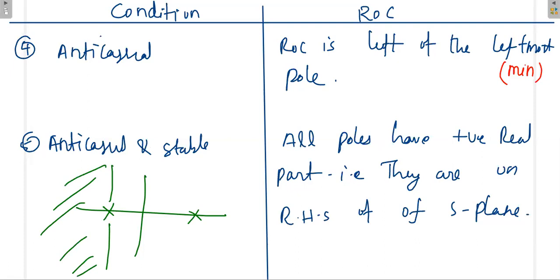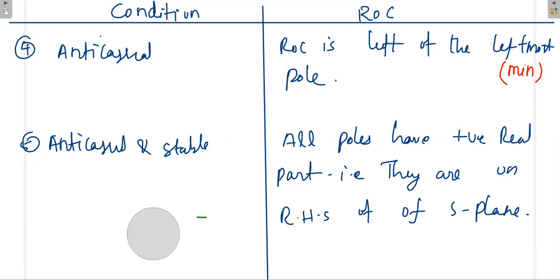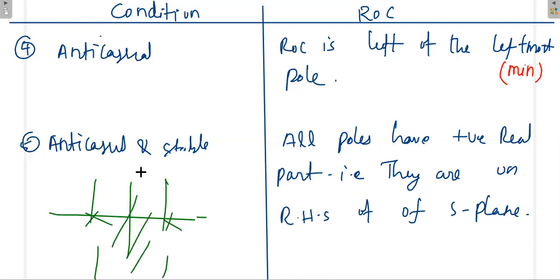And if I choose both poles here and go towards the left, then also I will get anti-causal but I will not get the stability. Or if I choose the region in between, I may get the stability, but I will not get anti-causal, because this is non-causal, since it consists of both right side and left side.